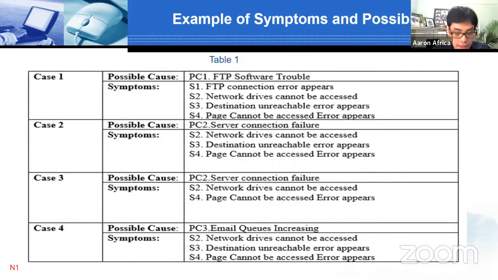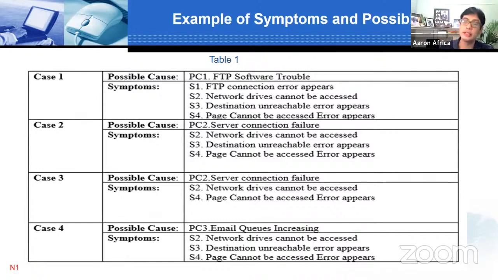Okay, in here, table 1 shows an example list of information system communication network. The first column, okay, contains the case number. The second column contains the possible causes. The third column contains the values of the symptoms and possible causes. For example, in case 1, the possible cause is we have an FTP software trouble.